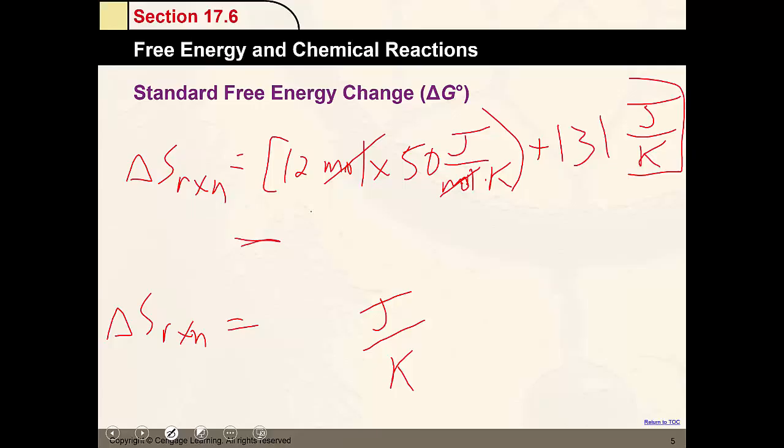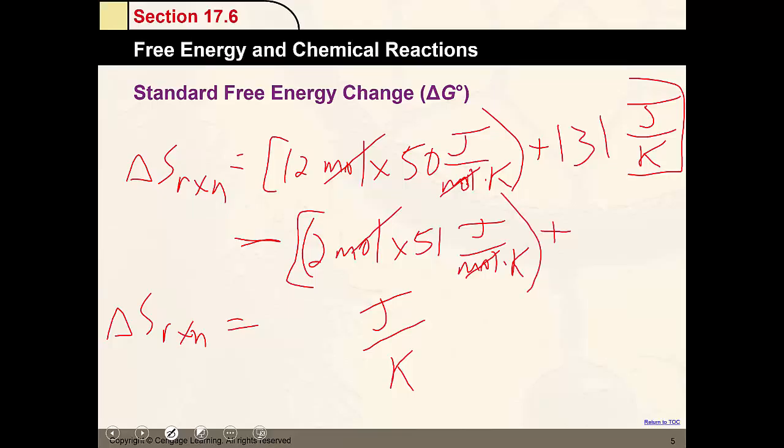And now we subtract the reactants. So there's 2 Na, so 2 moles times the value for Na, which is 51. And still here the units will end up joules per Kelvin. We add the entropy of 2 moles of H2O as a liquid. So that's 2 times 70, and the units there will end up joules per Kelvin. Okay, then once you do all that, you get a value of negative 11 joules per Kelvin.